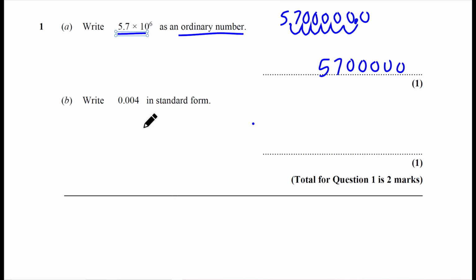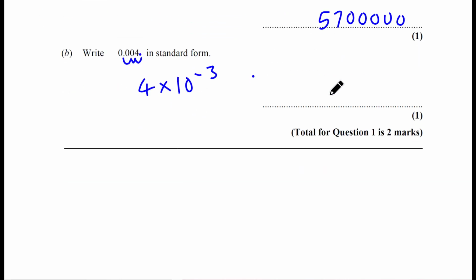Now, this has to be a number between 1 and 10. Now it's smaller, so that's going to be 10 to the minus 3, because you can see 4 divided by 10 will be 0.4, divided by 1 more 10 will be 0.04, and 1 more 10 will be so forth. Because you can see like that, or go back the other way. That's how we do that.